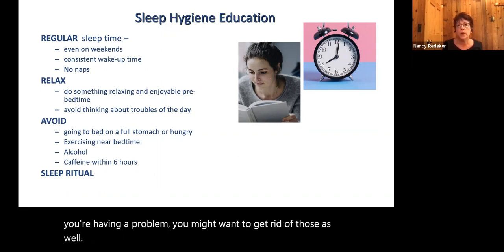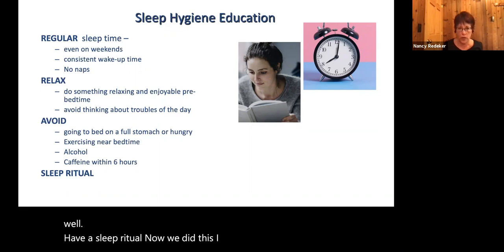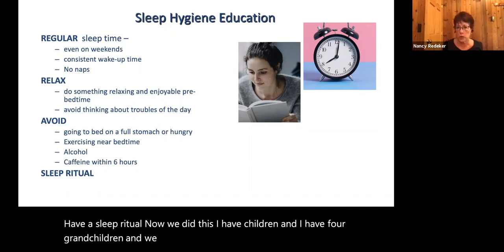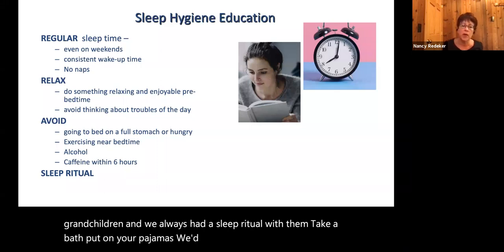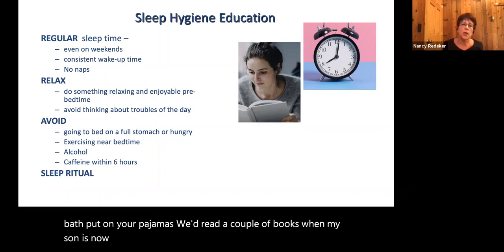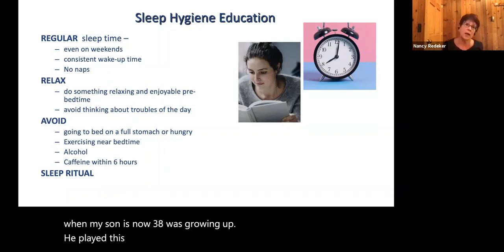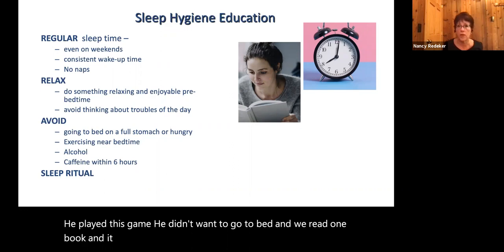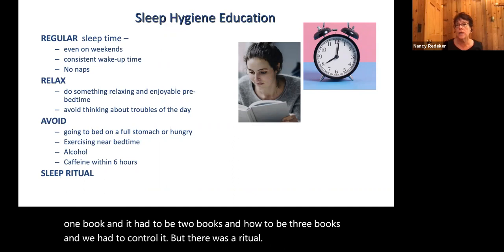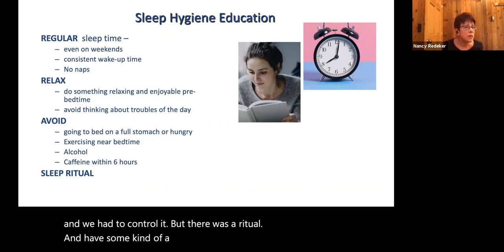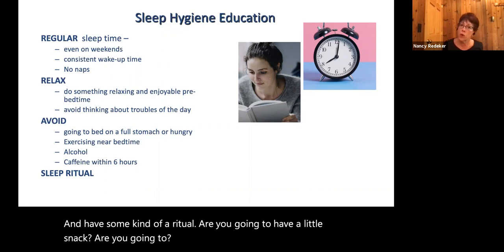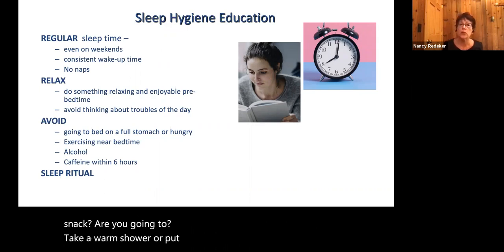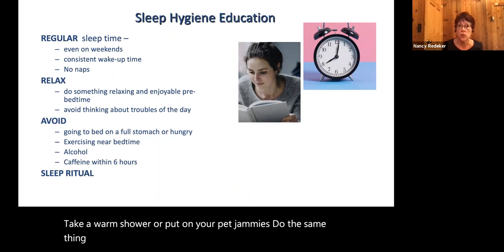Have a sleep ritual. Now, we did this. I have children and I have 4 grandchildren, and we always had a sleep ritual with them. Take a bath, put on your pajamas. We'd read a couple of books. When my son, who's now 38, was growing up, he had played this game. He didn't want to go to bed. We read 1 book, and it had to be 2 books. It had to be 3 books. We had to control it, but there was a ritual. And have some kind of a ritual. Are you going to have a little snack? Are you going to take a warm shower, put on your jammies, do the same thing every night, because what that's doing is telling your body it's time to get sleepy. It's time to go to bed.